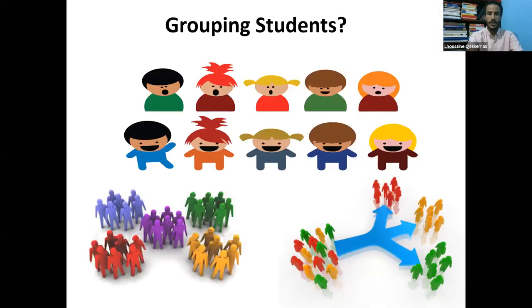All right, good. Now, grouping, the second part of classroom management, is about grouping students. And as you see here, we have different groups, different shapes. Can you name some types of grouping students? Do you know some examples, some types? You can write in the chat box. Yes, can you give some examples about this grouping? How do you group students?